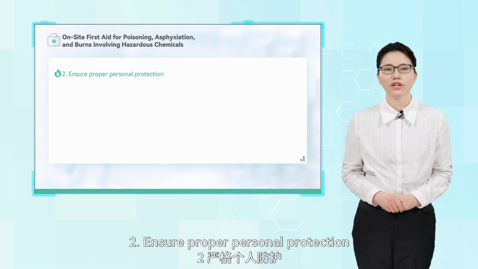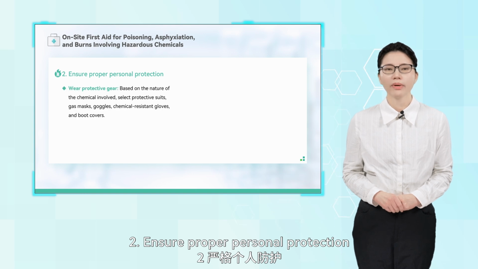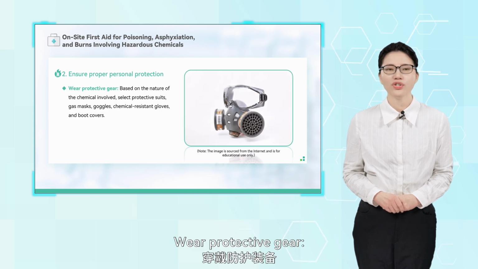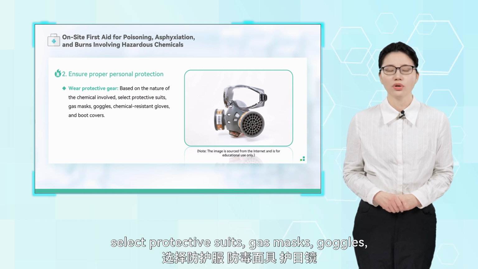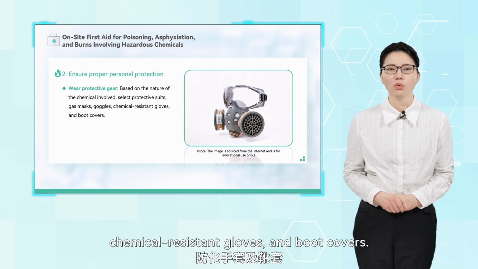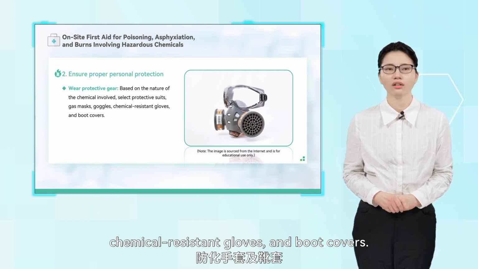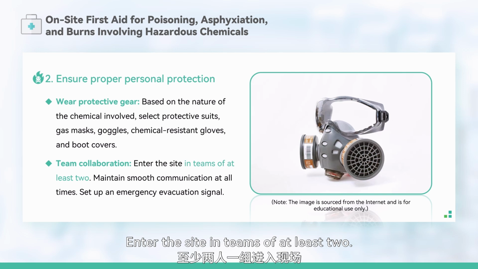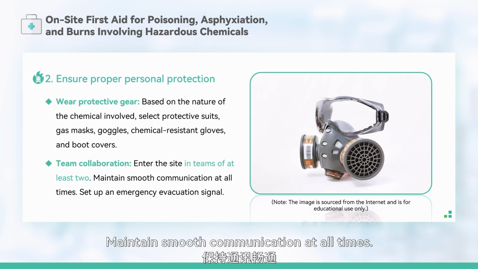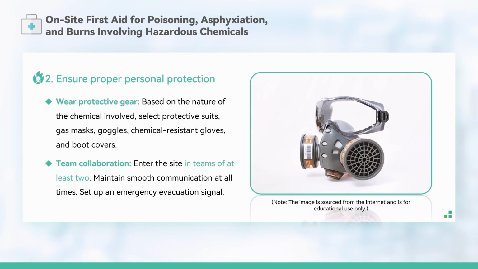2. Ensure proper personal protection. Wear protective gear. Based on the nature of the chemical involved, select protective suits, gas masks, goggles, chemical-resistant gloves, and boot covers. Team collaboration. Enter the site in teams of at least 2. Maintain smooth communication at all times. Set up an emergency evacuation signal.